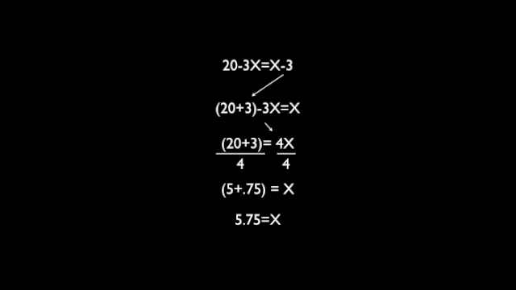Last and most difficult equation. 20 minus 3x equals x minus 3. As I had previously said, you gotta get x alone. So what I would first do is move 3 to the other side, making the equation now read 20 plus 3 minus 3x equals x.